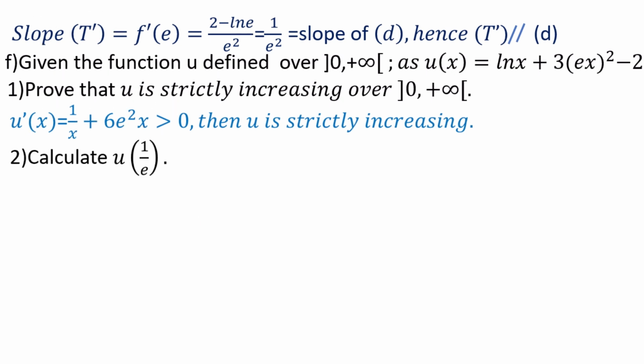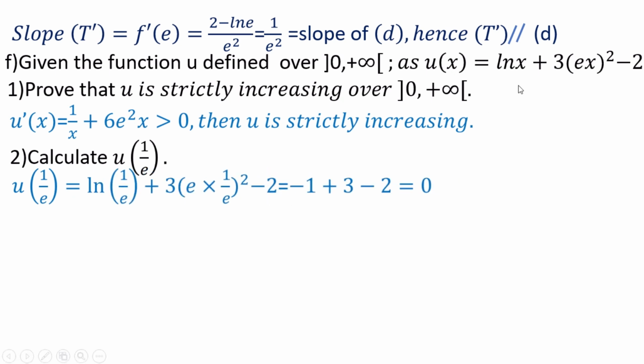Calculate u of 1 over e. For u of 1 over e, we have to substitute x by 1 over e here. So ln of 1 over e plus 3e square times 1 over e square minus 2. ln of 1 over e is minus ln e, which is minus 1. The e square cancelled, we still have 3 minus 2. Minus 1 plus 3 minus 2 equals 0.